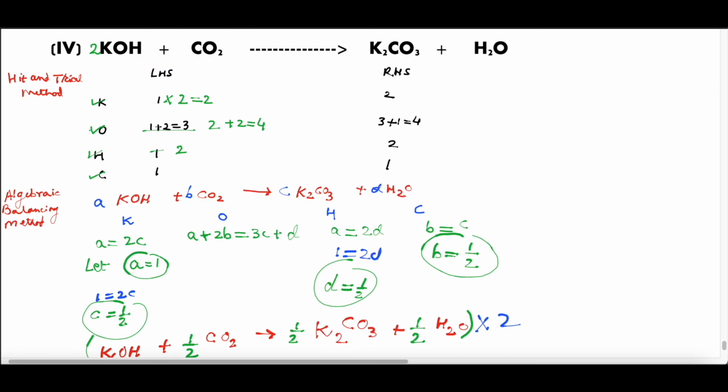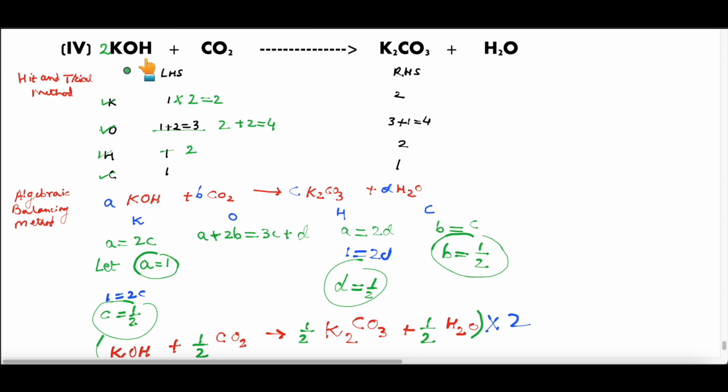And now the final step is we need to mention the physical state of each of the compounds present in this reaction. So here KOH is aqueous in state plus carbon dioxide is gaseous in state gives K2CO3, again aqueous in state, along with the liquid water. Now this is how we have balanced this chemical equation by both the methods. I hope this is clear to you.